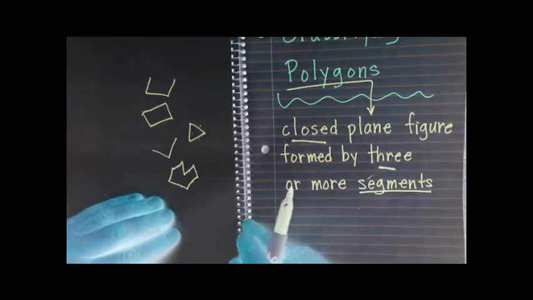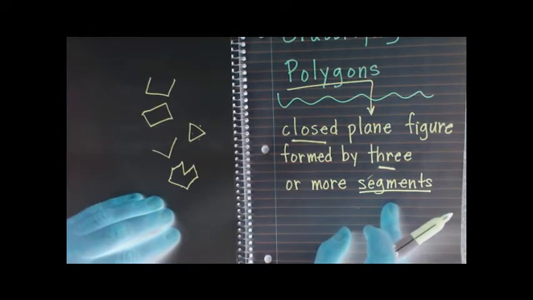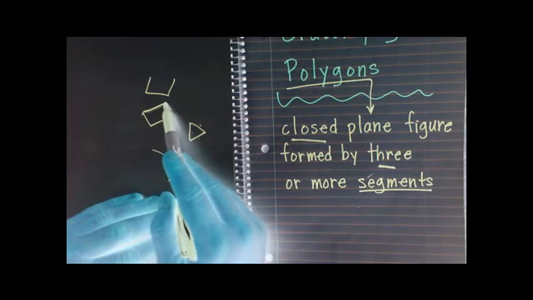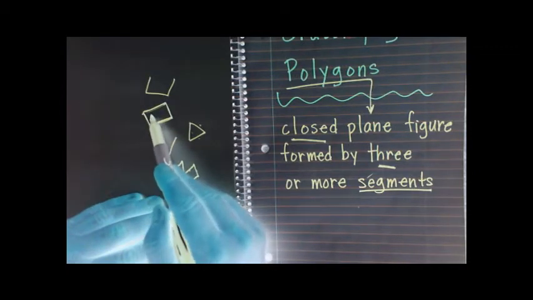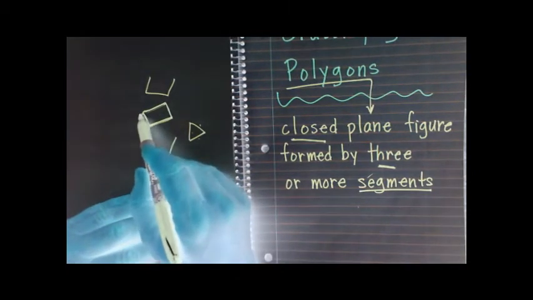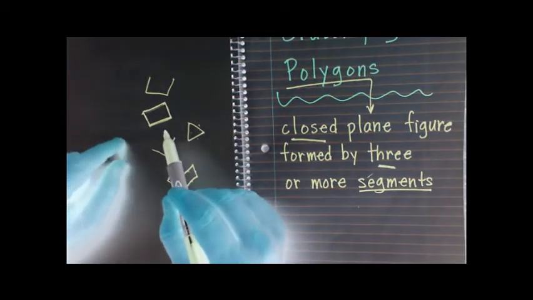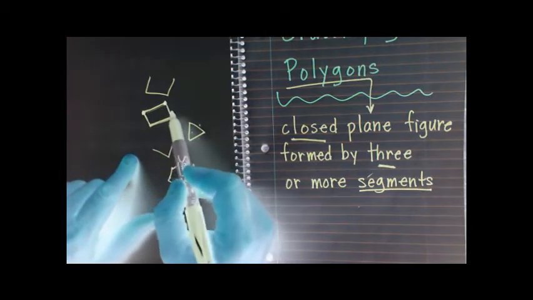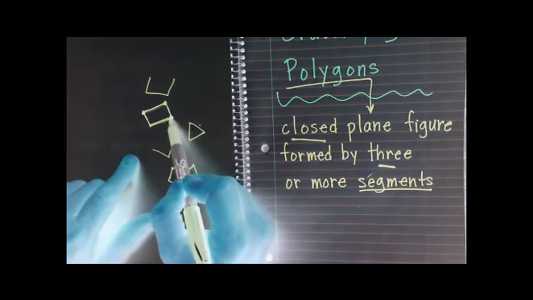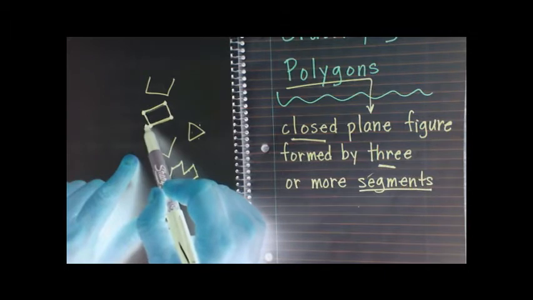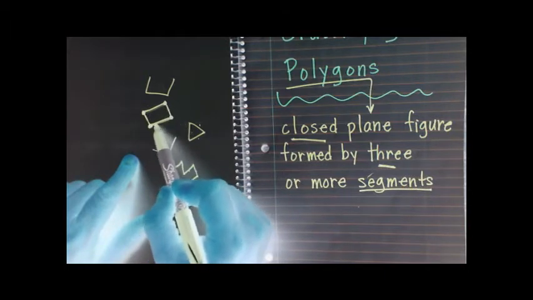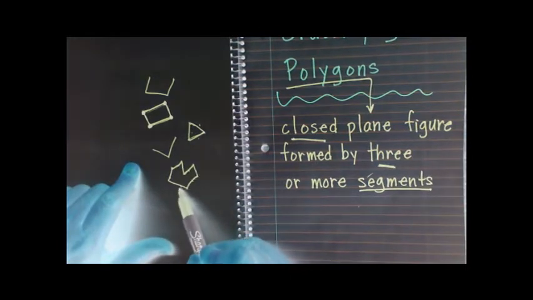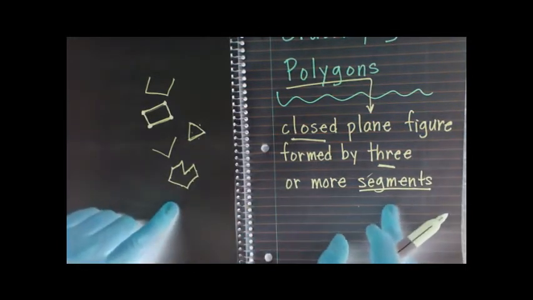Segments. It's the word segment as opposed to the word line. So we would not call these lines. We wouldn't say this polygon is made up of 4 lines. We would say it's made up of 4 segments. Remember, segments start at a point and end at a point. So we'd start at a point and end at a point. Start and end, and start and end. So each one of these is a segment. Each one of these is a segment. And each one of these is a segment. So they're segments and not lines.